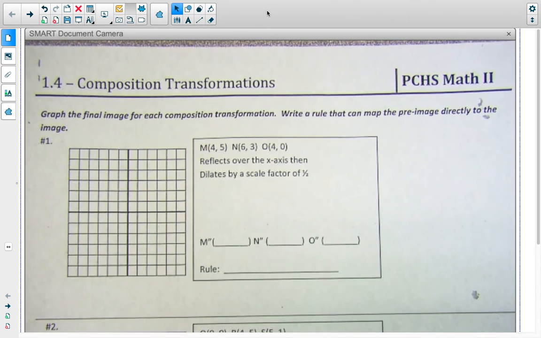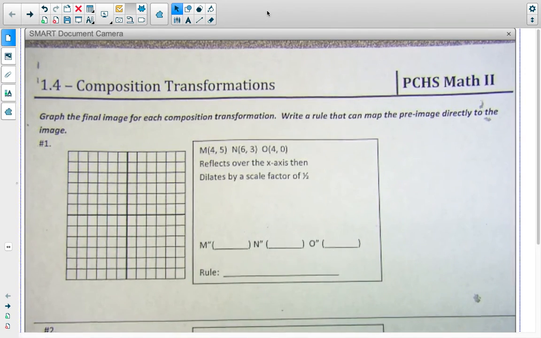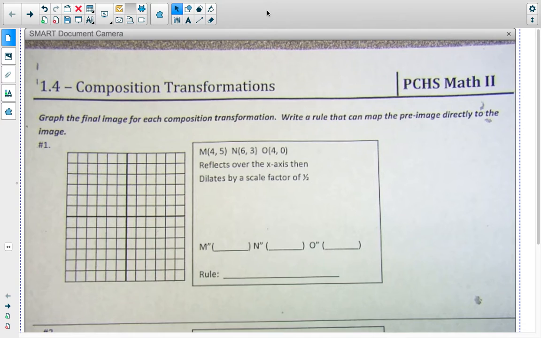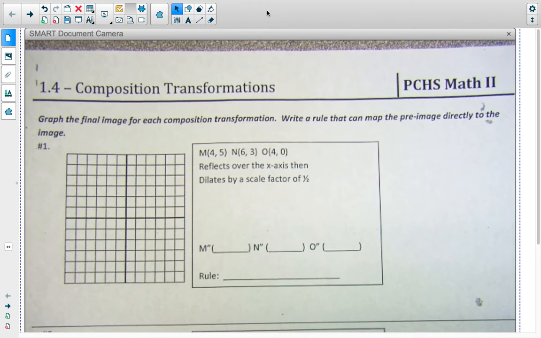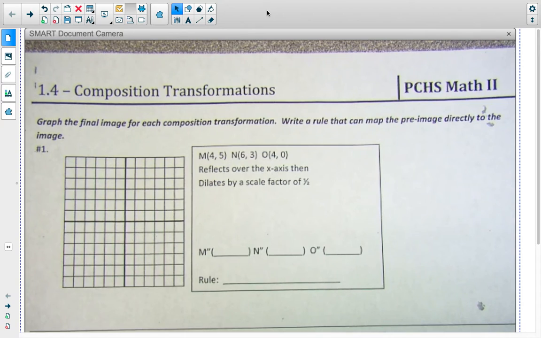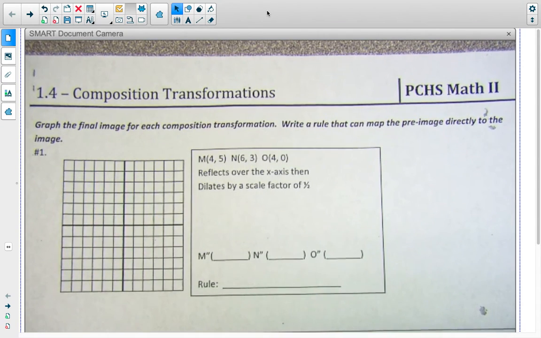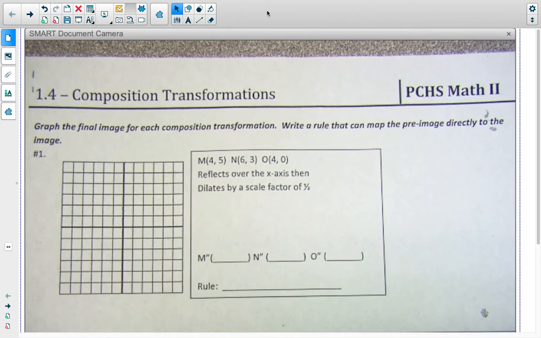Today we're going to take a look at composition transformations. Over the past several days, we've been taking a look at the four different types of transformations. We've been doing translations, reflections, dilations, and rotations. Today we're going to combine them all together and do more than one transformation at a time.